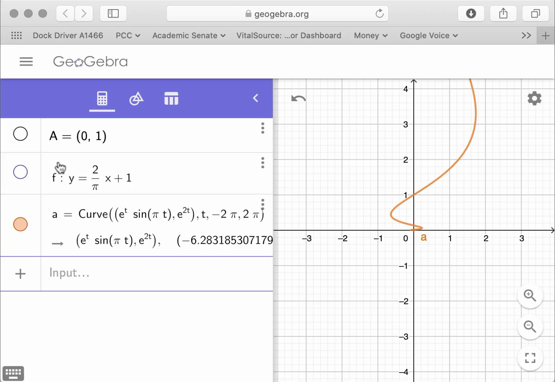And I've gone ahead and plotted the point (0, 1). That was the point of tangency that we were given. And the equation that we came up with, y equals 2 over pi x plus 1. And we can see that what we have just come up with is the tangent line to the curve. Notice I didn't have to type in the word curve or anything like that. I just typed in starting with the parentheses.